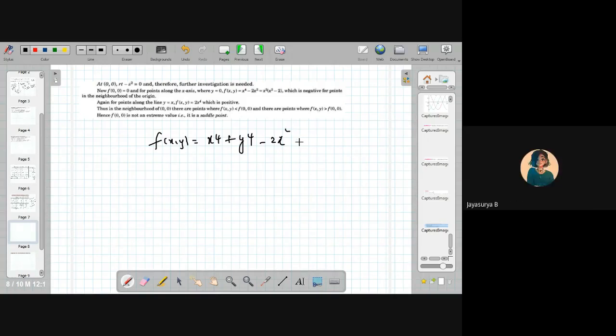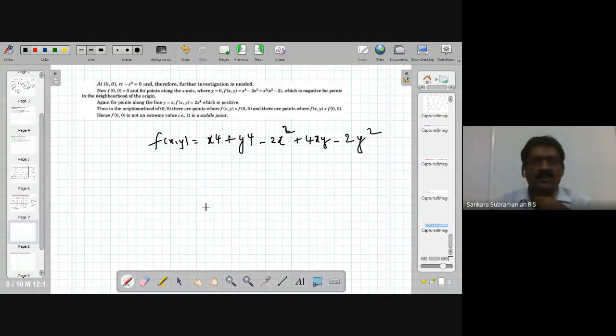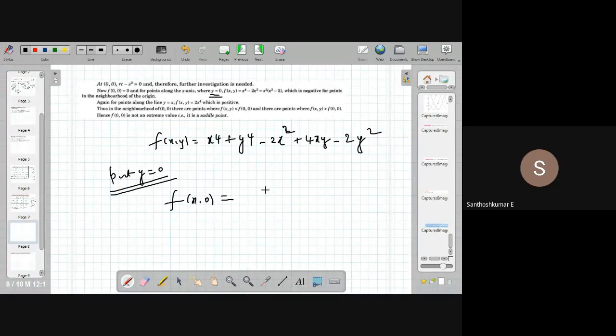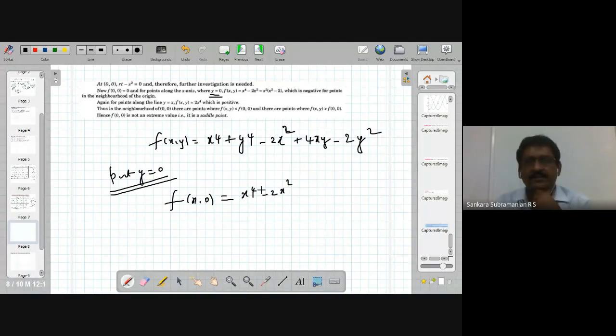x power 4 plus y power 4 plus 4xy minus 2x square minus 2y square. Now what it says is, put y equal to 0. That is, what will f of x, 0 be? X power 4 minus 2x square. Anything else? No, that's all. So if we take x square common, we get x square times (x square minus 2).